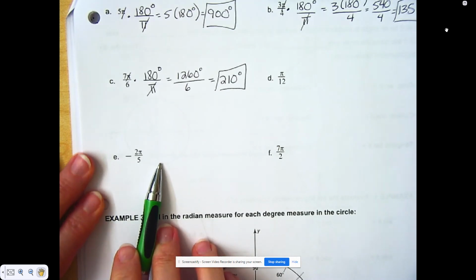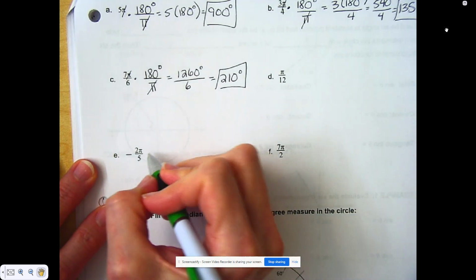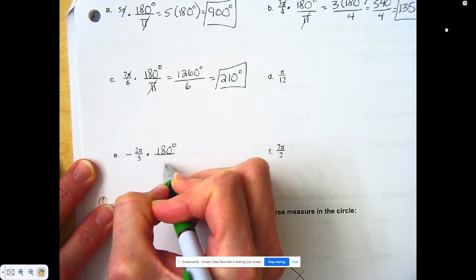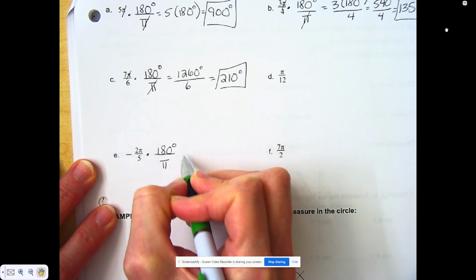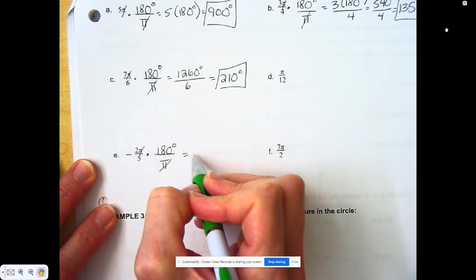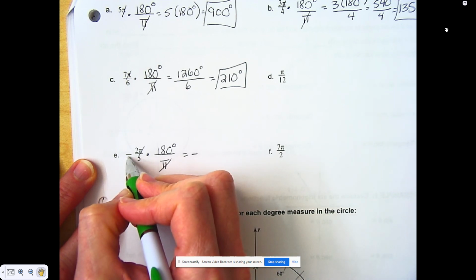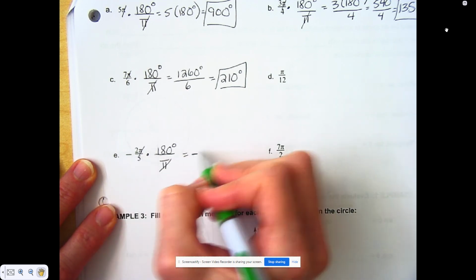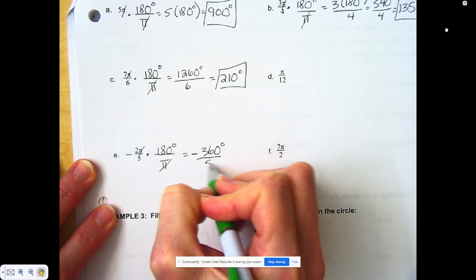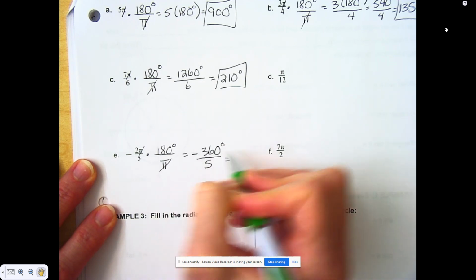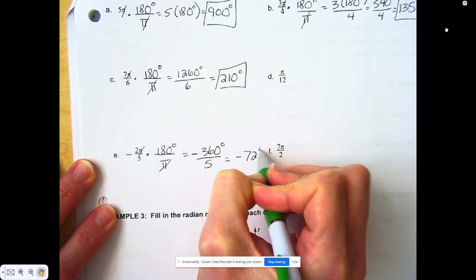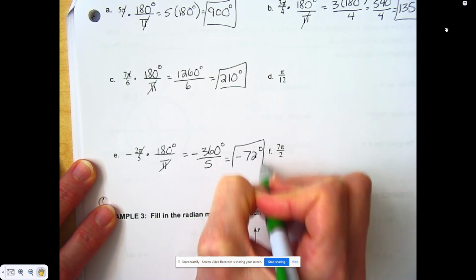Okay, I'm going to leave this one for you. I'll do a negative one. So same thing, I want to end up with degrees, so I put those on the top, put my pi on the bottom. Pi divided by pi is 1. I need to make sure I keep this negative. Don't lose track of that negative. 2 times 180 is 360 degrees over 5. 5 goes into 360 72 times, but it's going to be a negative because I started with a negative.